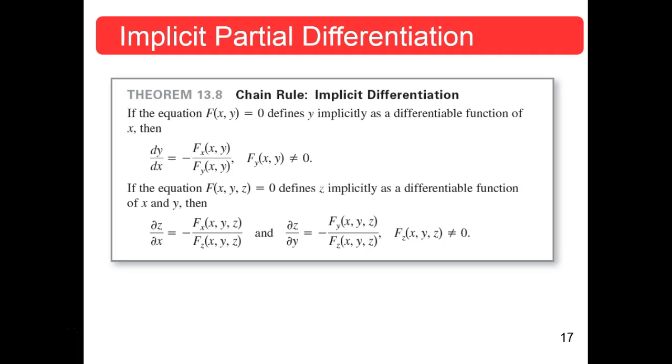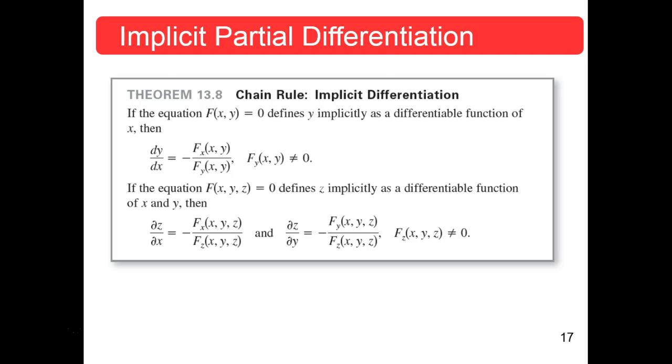So anyway, here is Theorem 13.8, which is a chain rule for implicit partial differentiation, okay? If the equation F of x,y is equal to 0, now there's the big key, you've got to write the equation F of x,y, this is capital F of x,y, is equal to 0, defines y implicitly as a differentiable function of x. There's the second thing. First, the function has to equal 0. Secondly, y can be implicitly defined by that as a differentiable function of x.